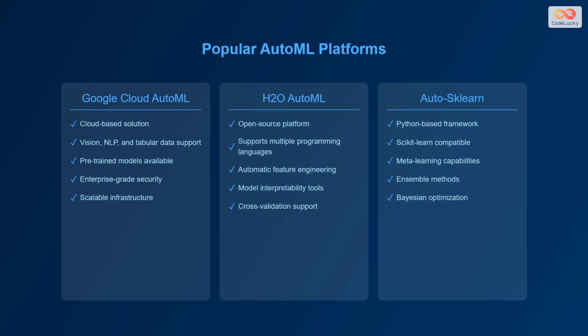Next, we have H2O AutoML, an open-source platform that supports multiple programming languages. It features automatic feature engineering, model interpretability tools, and cross-validation support. Finally, there's Auto-Sklearn, a Python-based framework compatible with scikit-learn. It also has meta-learning capabilities, ensemble methods, and Bayesian optimization.